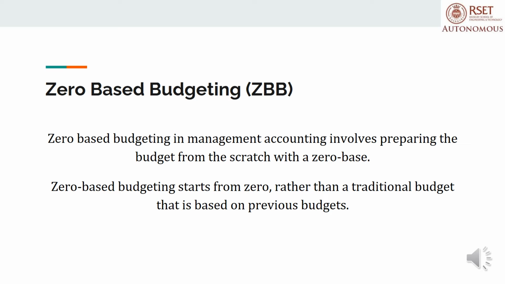Under this method, every activity needs to be justified, explaining the revenue that every cost will generate for the company. In traditional budgeting, the previous year's budget is taken as a base for the preparation of the budget, whereas each time the budget under zero-based budgeting is created, the activities are re-evaluated and thus started from scratch.